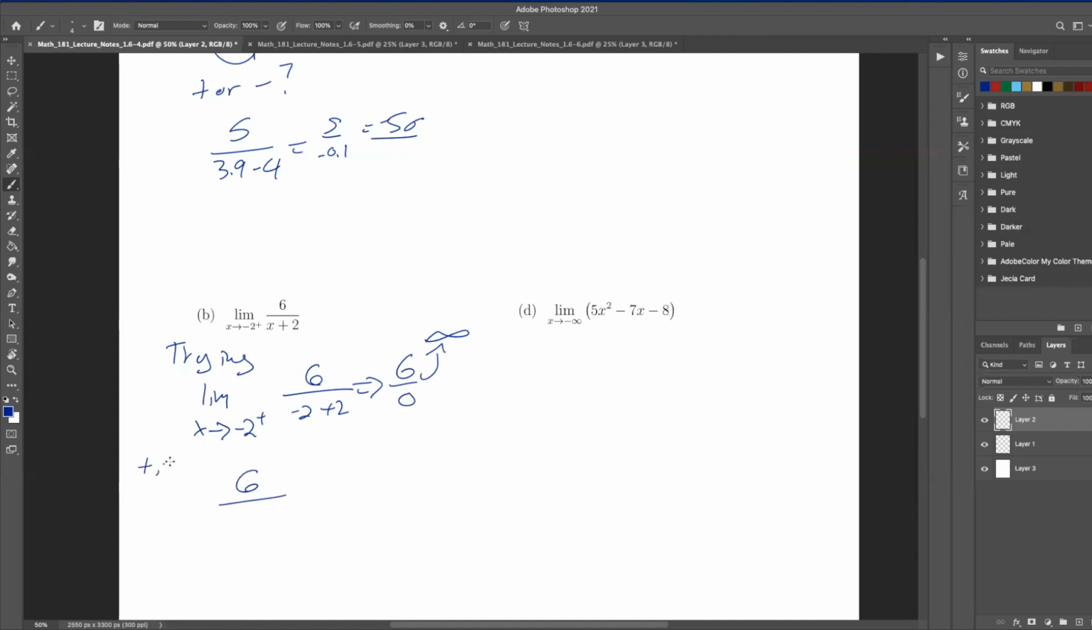So is it positive or negative? Here we're going from the positive side, so this will be negative 1.9. Negative 1.9 is more positive than -2. So negative 1.9 plus 2 equals 0.1, and 6 over 0.1 is equal to 60. So this tells me I'm going to positive infinity, right? And so here I write positive infinity.